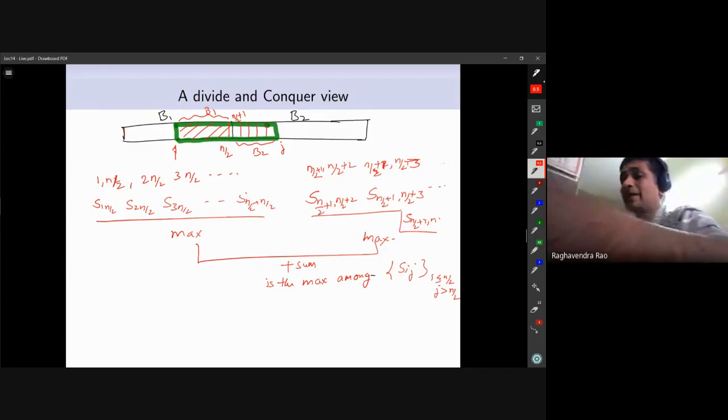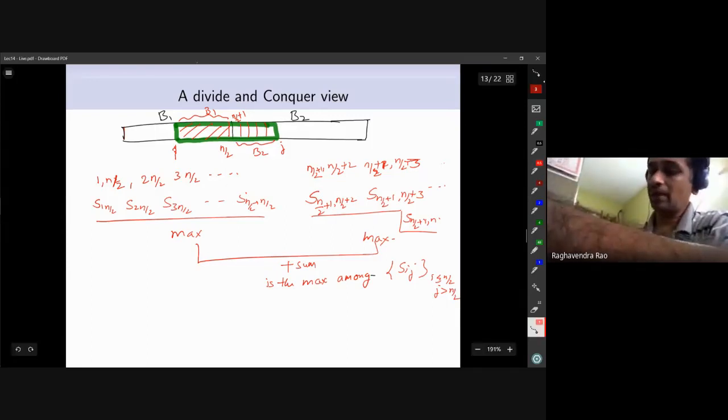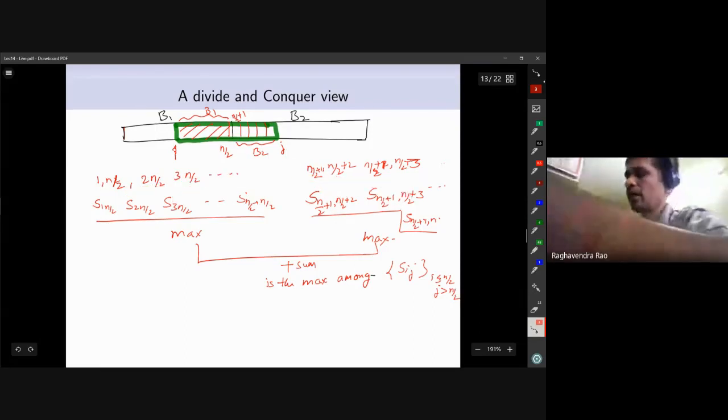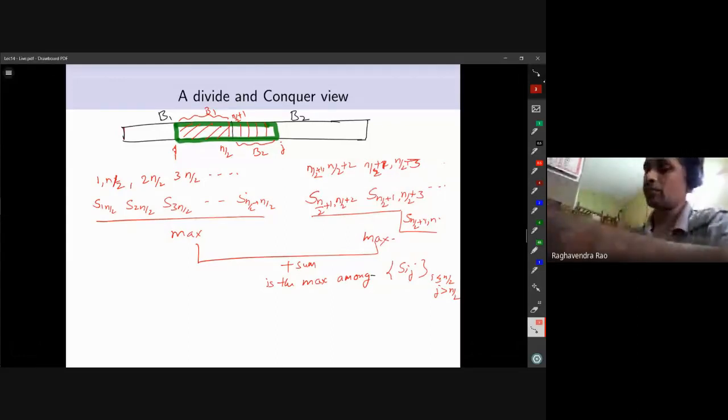See, what are our candidate sums? Basically pairwise sums, right? So you take one element from here and one element from here. How many are there? N by 2 into n by 2. So n by 2 whole square many sums are there. But to compute the maximum, you can actually split them. You can do it independently, right?